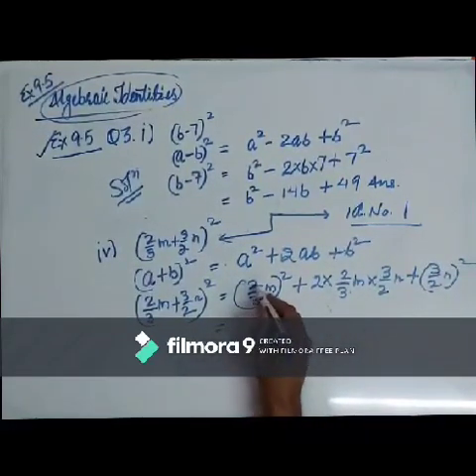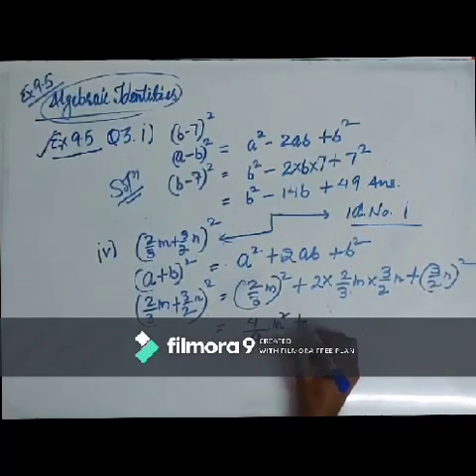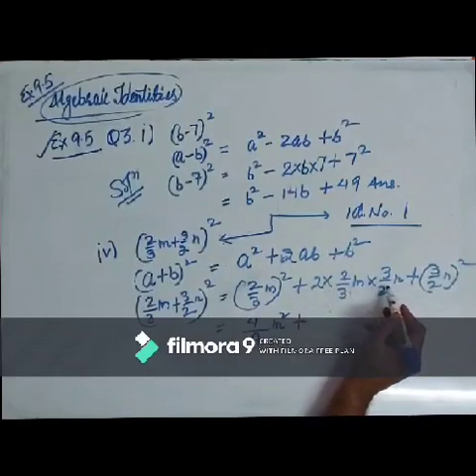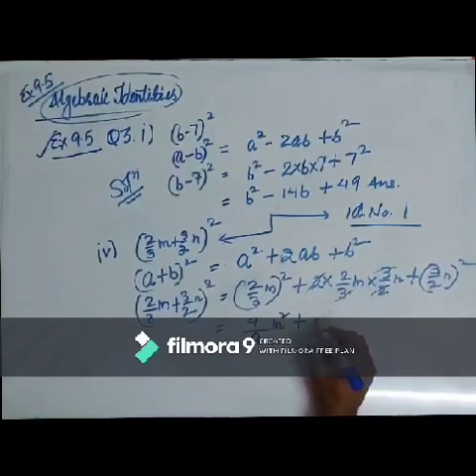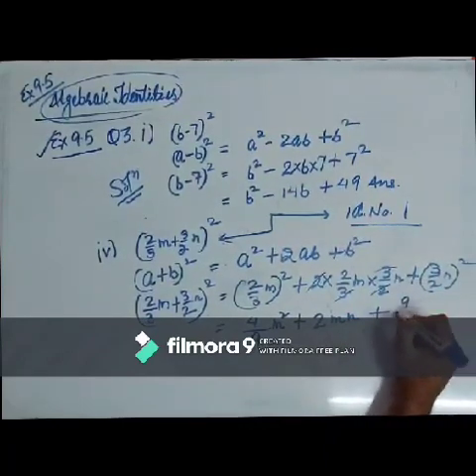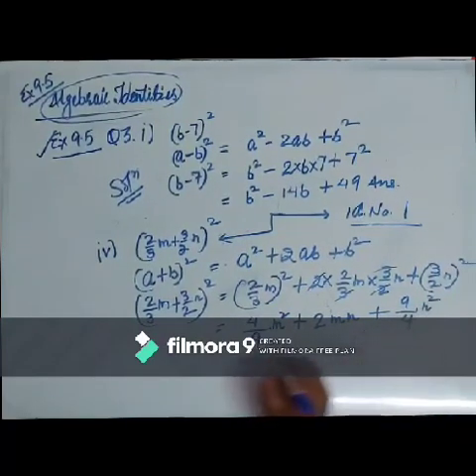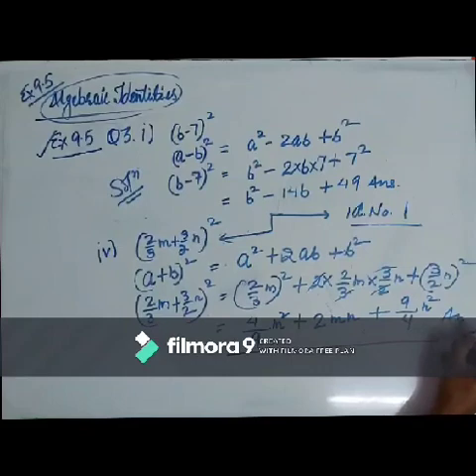This will give you 2 square will take up 2 will take up square. 2 raised to power 2 is 4, 3 raised to power 2 is 9, m square is m square plus 2. This 2 will cancel out because of this multiplication sign. 3 will cancel out 3. So all you have is 2 m n plus 3 square is 9, 2 square is 4, n square in product. So this is your answer.